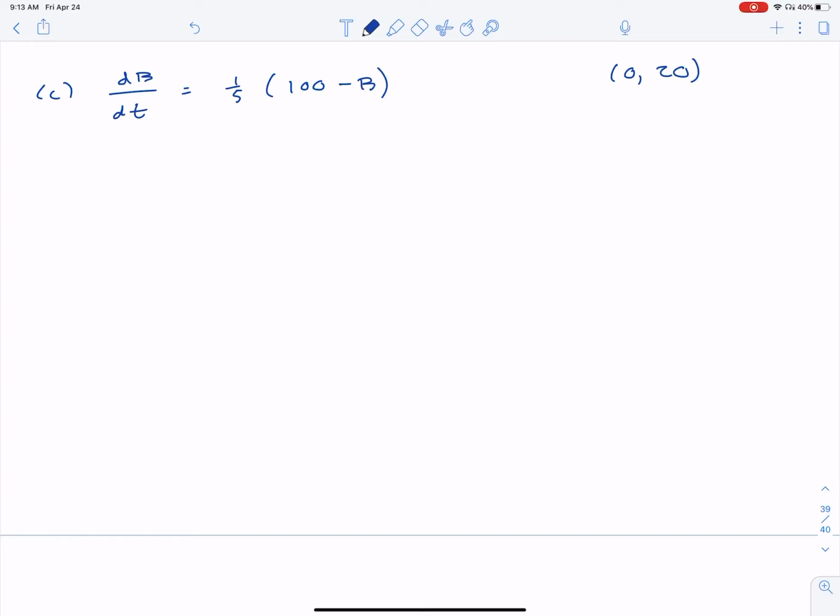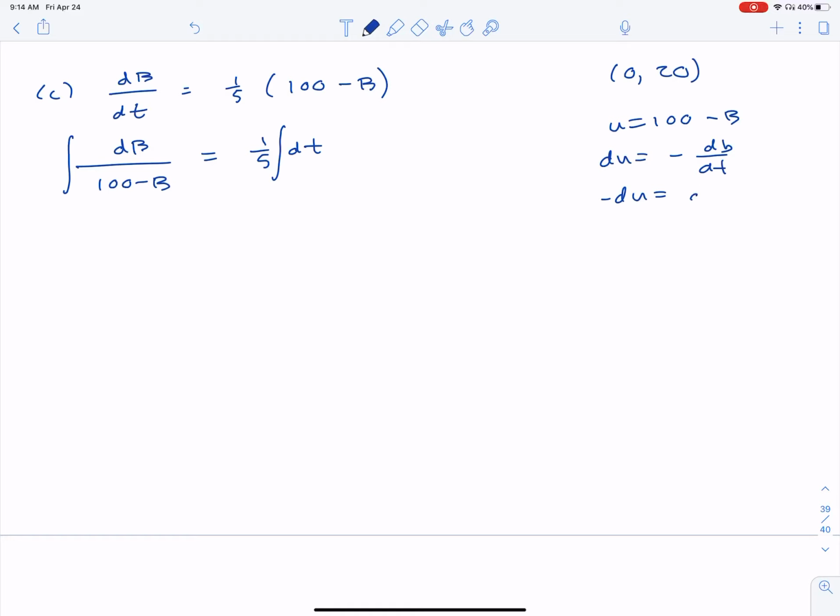So let's go and integrate this. Before I do that, I'm going to do a little separation of variables here. So I'm going to say dB over (100 minus b) equals 1/5 dt. So now let's integrate both sides. For the left-hand side, you may already see it: if I let u equal 100 minus b, then du equals negative dB. So in other words, negative du equals dB.